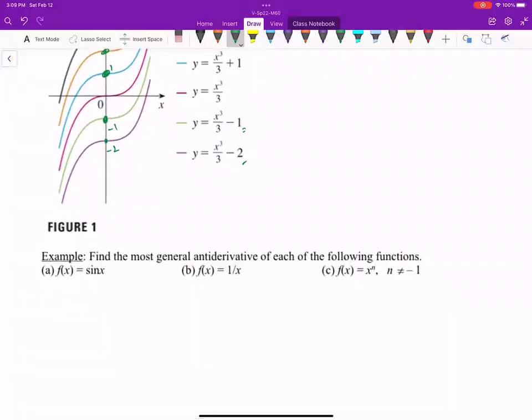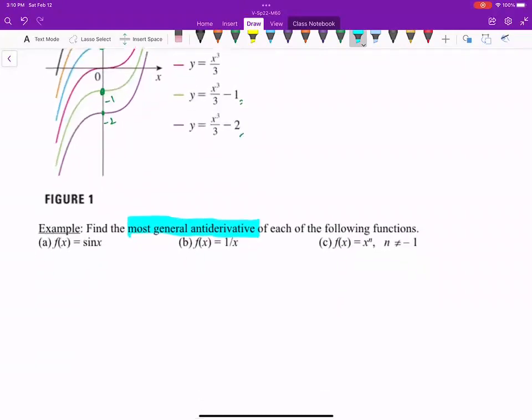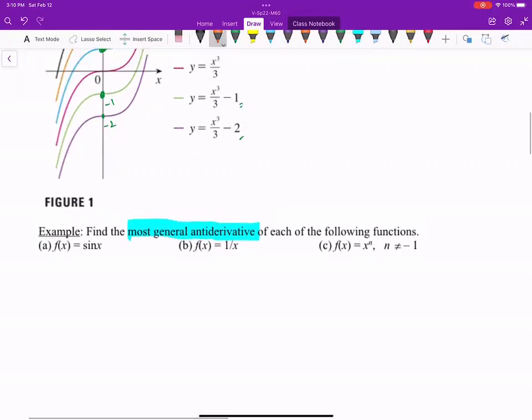So find the most general antiderivative of the following function. f of x equal to sine x. So what do we have to look for? You have to get a function back such that when you differentiate that function, you should get sine x. What function do I have to take so that when I differentiate it, I get sine x? That is what we mean by that. Because of the words most general, you may have to add a constant c.